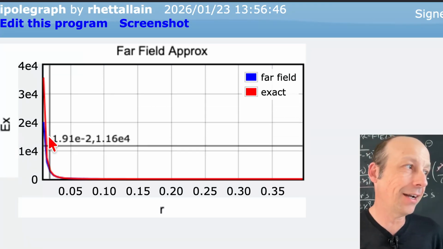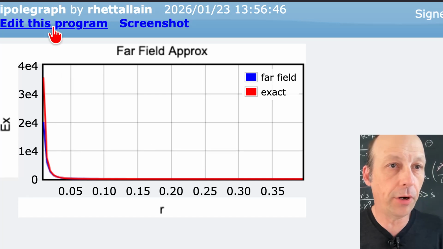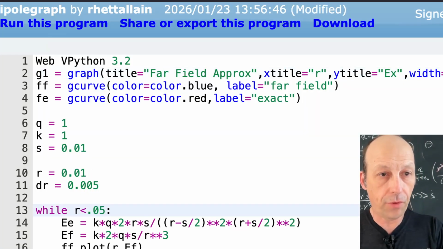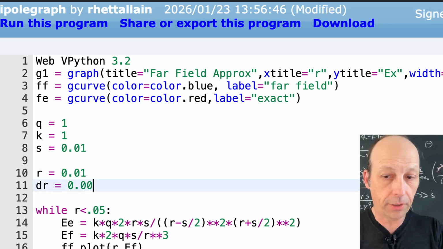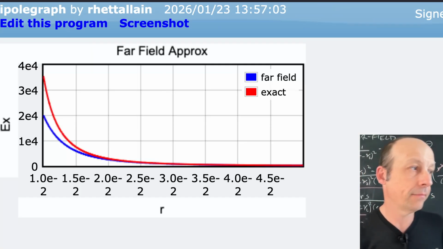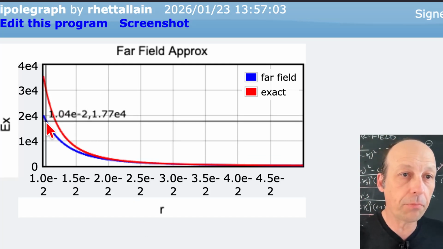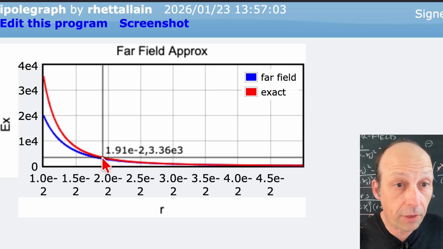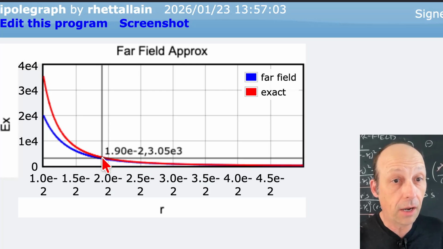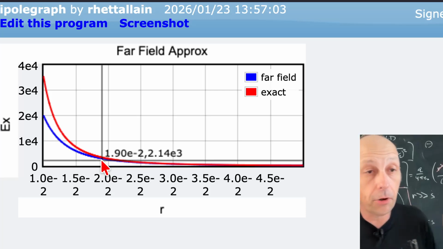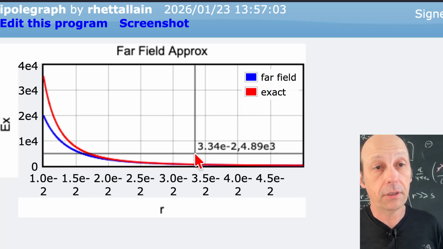There you go. Okay, so you can kind of see the difference right there. Let's just go up to 0.05, and let's put this at 0.001. Okay, there you go. So here you can see the far field approximation is lower, but they do agree, even as close as right here, 0.02. They pretty much agree. Okay, so pretty much in agreement. So that's good. The end.